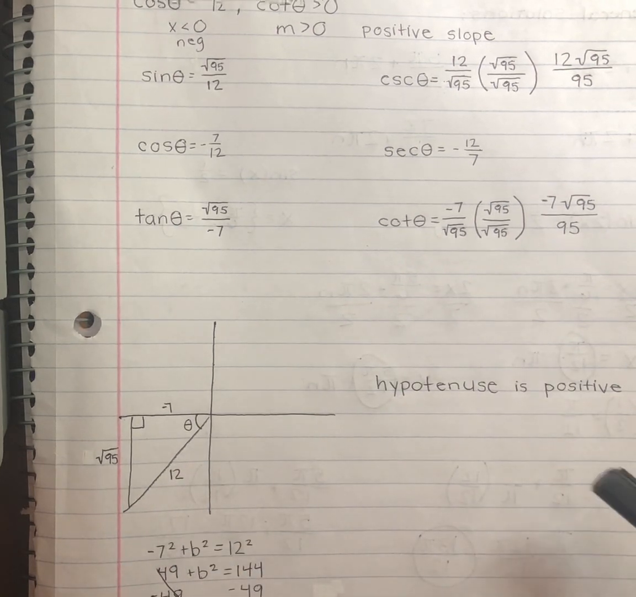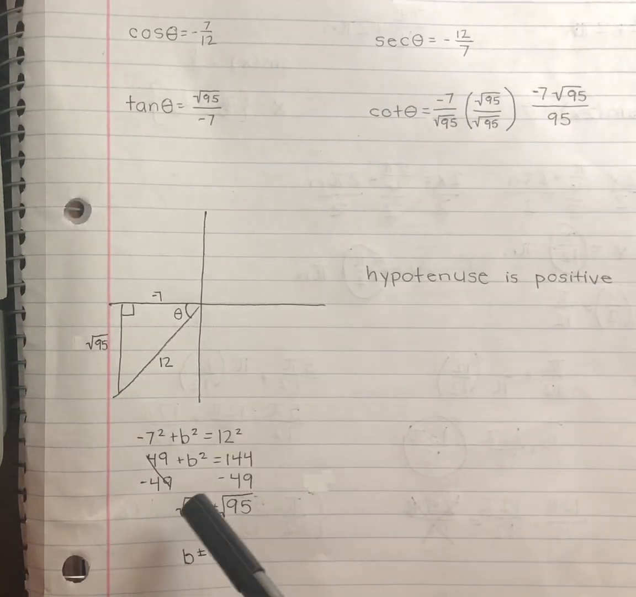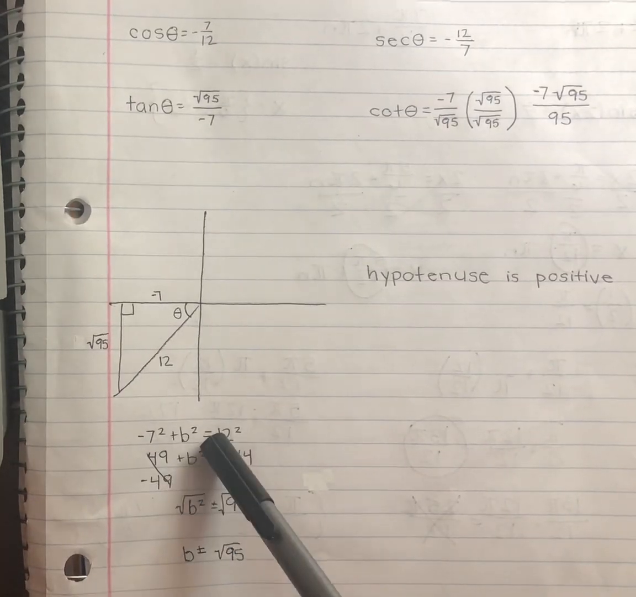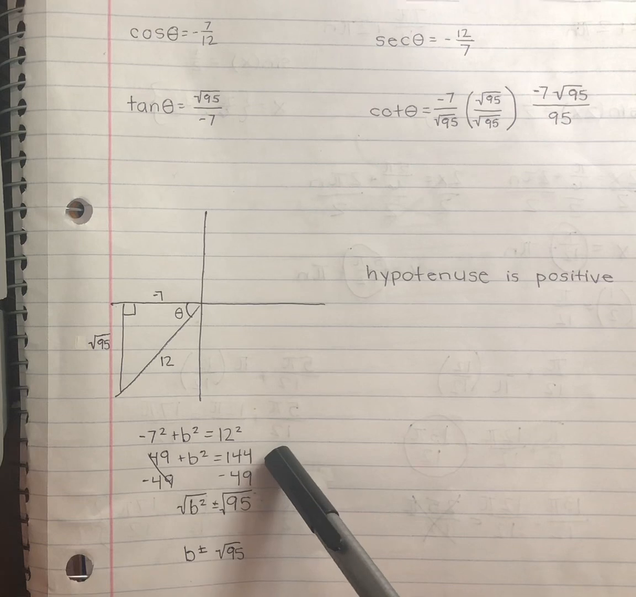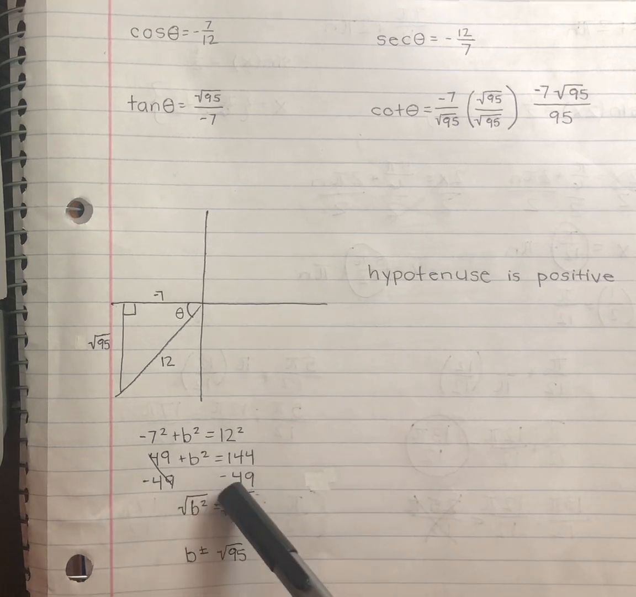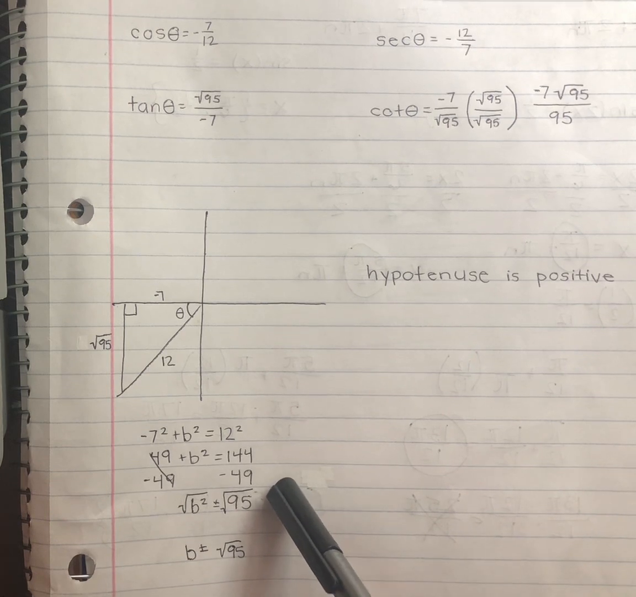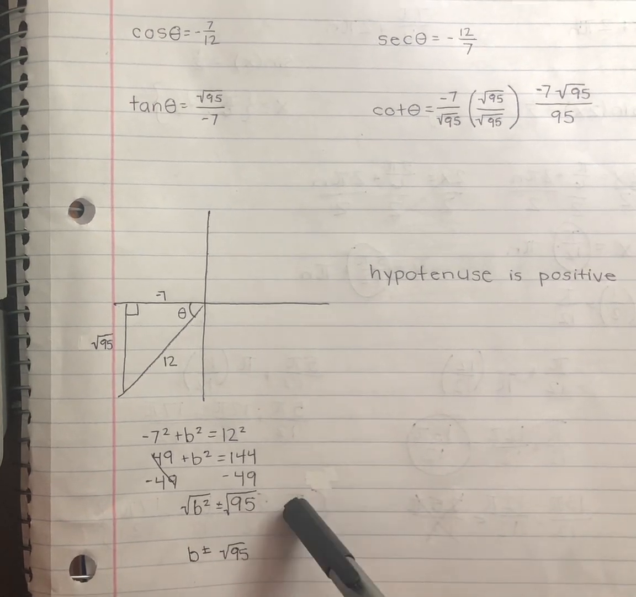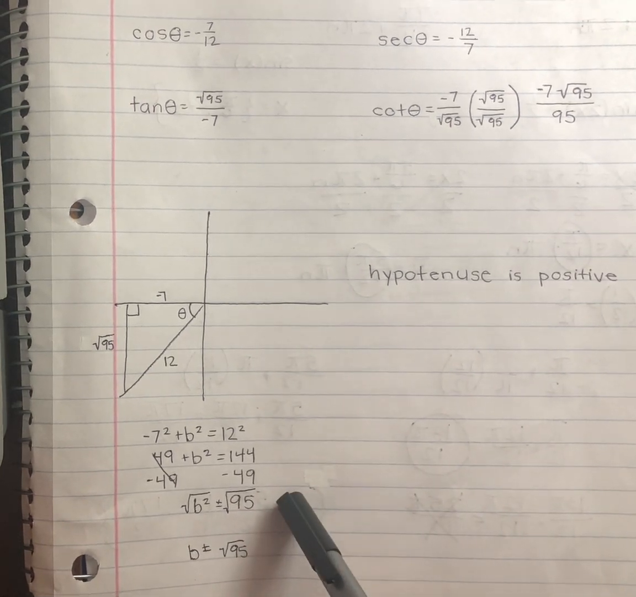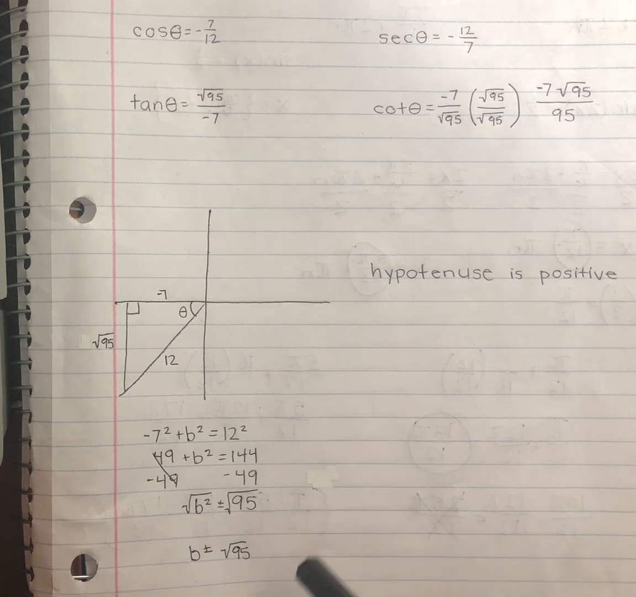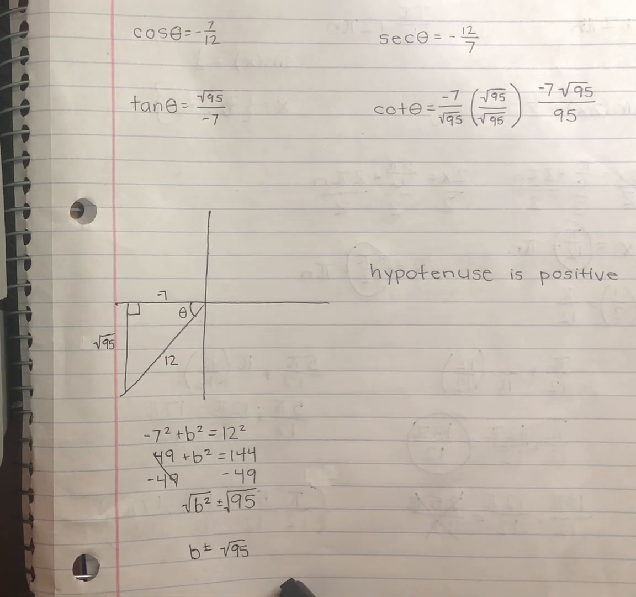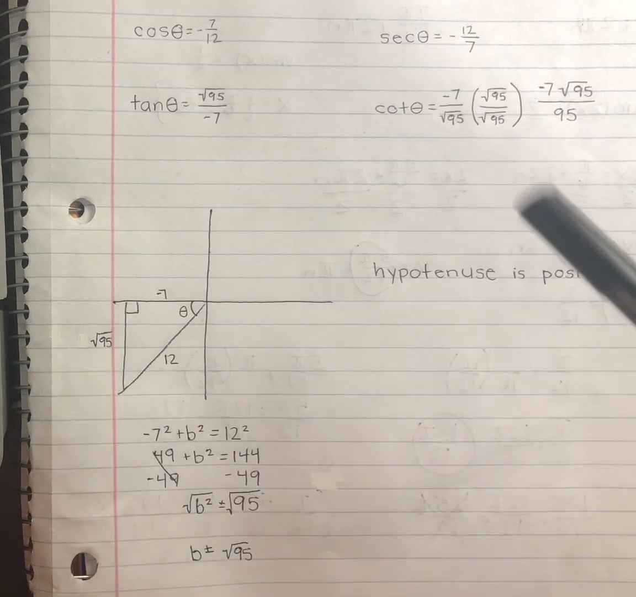And when we take that to find the third side, the opposite, we have -7 squared plus b squared equals 12 squared, which gives us 49 plus b squared equals 144. Subtract 49 from that and we get 95, and b equals plus or minus the square root of 95, and we can't break that down any further, so we put that in for our opposite side.